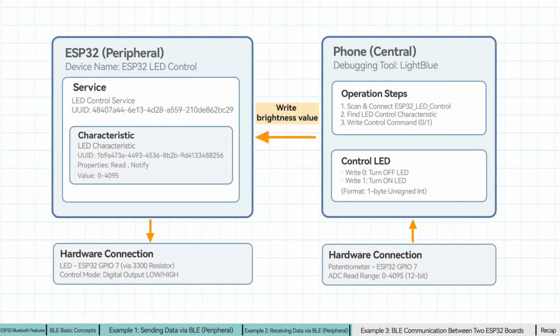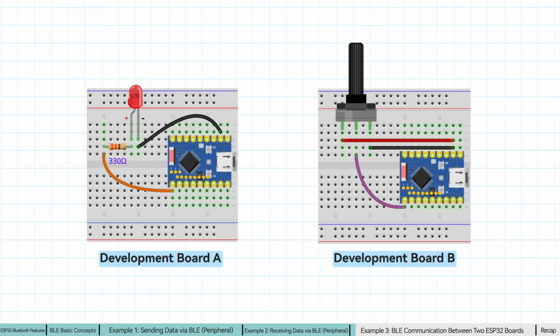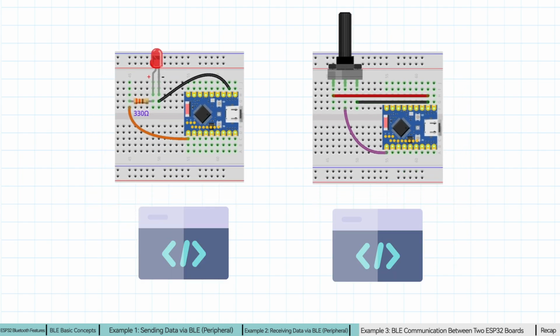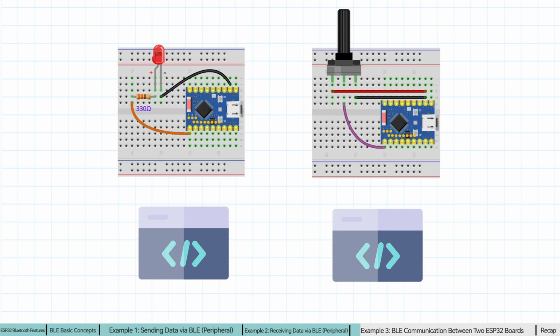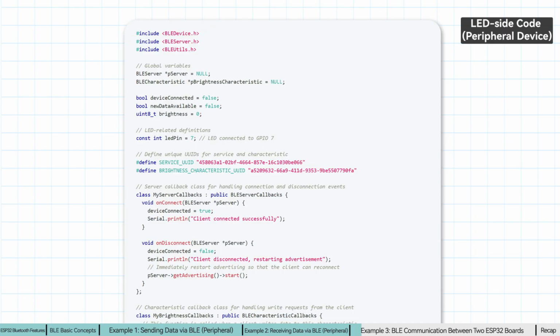Having mastered the basics of sending and receiving data, let's challenge ourselves with a comprehensive example. We will use one ESP32 with a potentiometer to wirelessly control the brightness of an LED connected to another ESP32. This example requires 2 circuits and 2 sets of code. First, let's analyze the peripheral side code, which is more familiar.